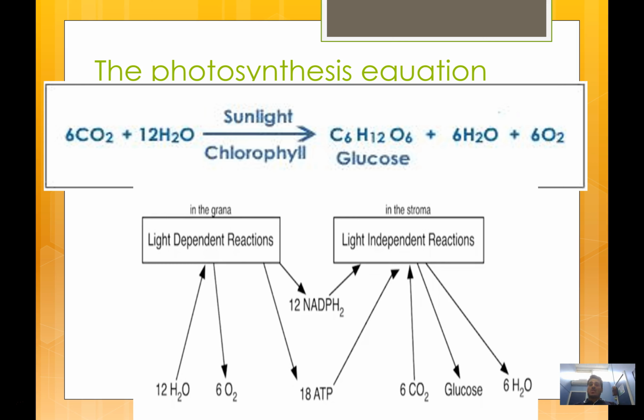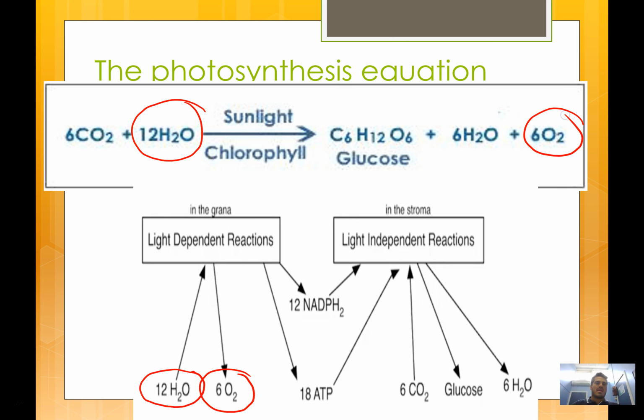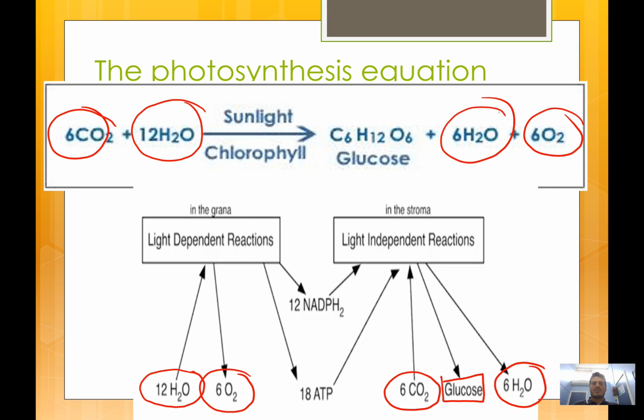Okay. Let's look at everything that we have here. 12 water molecules. All right. 6 oxygen coming out. So we had 12 water molecules coming in, 6 oxygen coming out. Okay. 6 carbon dioxide coming in, 6 water molecules coming out, and that very important product of photosynthesis, which is glucose.